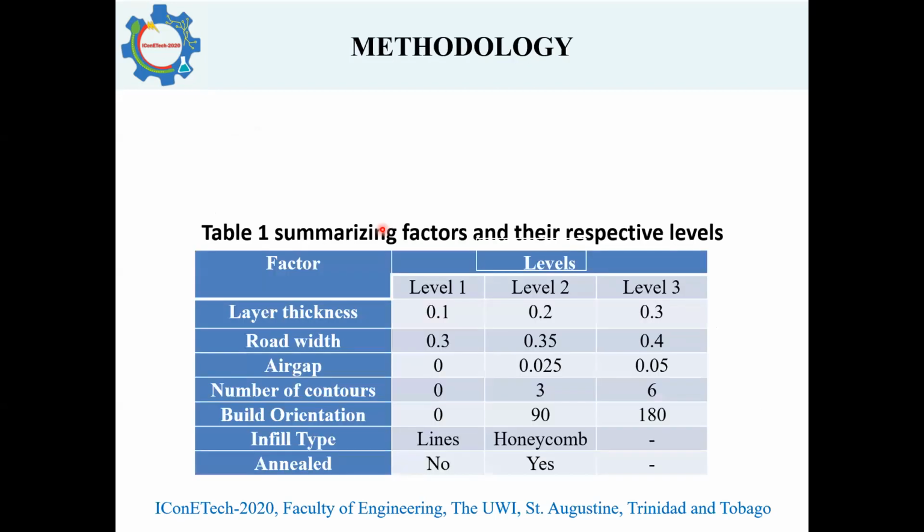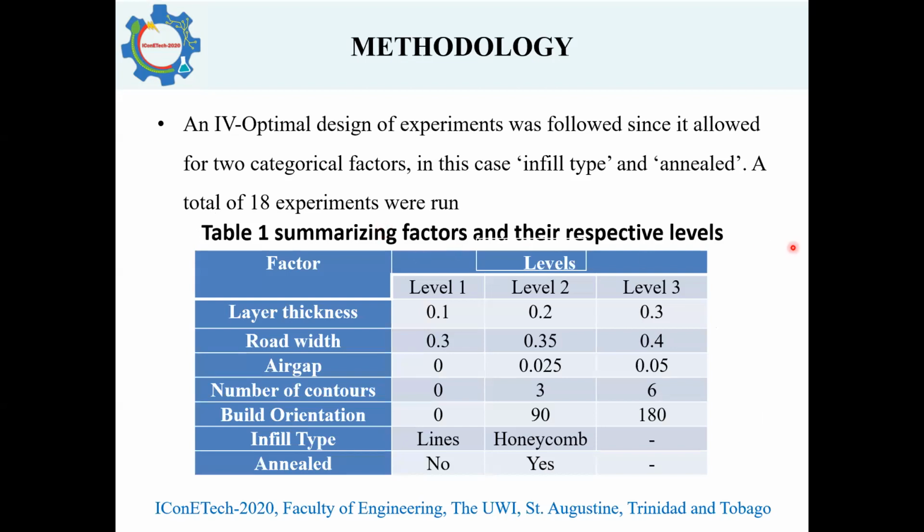So for the design of experiments, an IV optimal design of experiments was followed, since not only would it allow for two categorical factors to be introduced into the design, but it's also able to accommodate higher order models, because the interactions between the build parameters make this a very non-linear process.